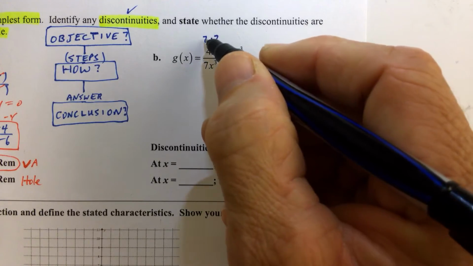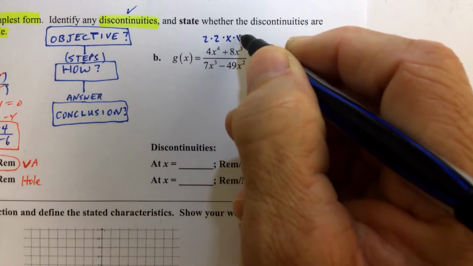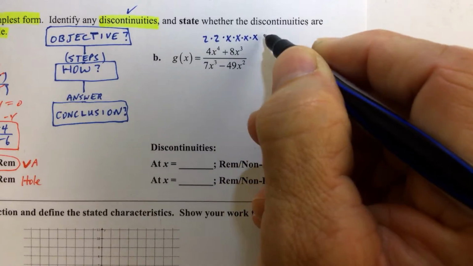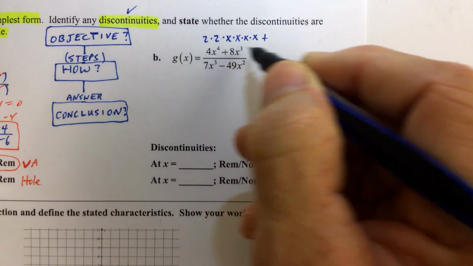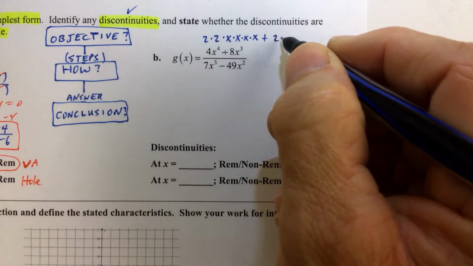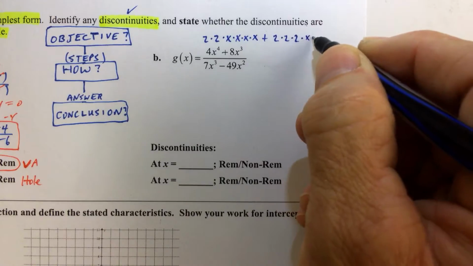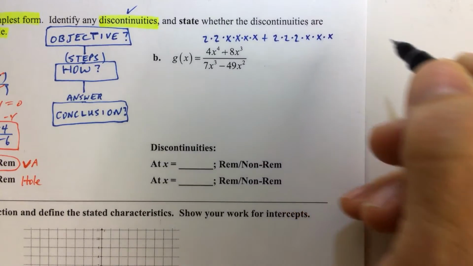So 4 can be written as 2 times 2. x to the fourth can be written as x times x times x times x. We have a plus sign there. And then 8, we know that 8 is 2 times 4, which is 2 times 2 times 2. And then we have, again, x cubed, so x times x times x.